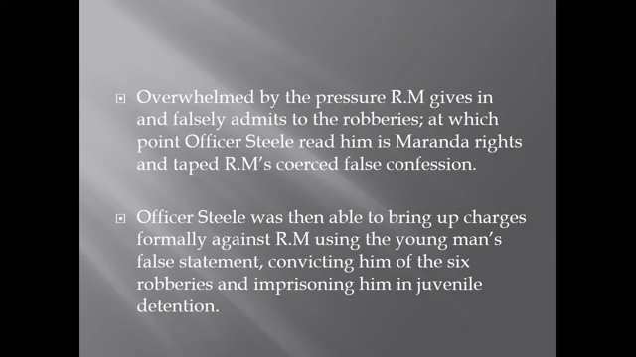Overwhelmed by the pressure, R.M. gives in and falsely admits to the robberies. At which point Officer Steele read him his Miranda rights and taped R.M.'s coerced false confession. Officer Steele was then able to bring up charges formally against R.M. using the young man's false statement, convicting him of the 6 robberies and imprisoning him in juvenile detention.